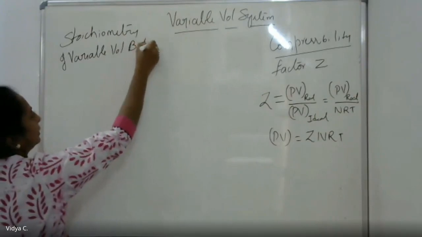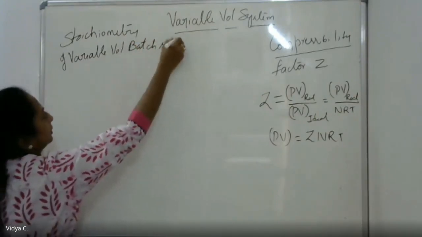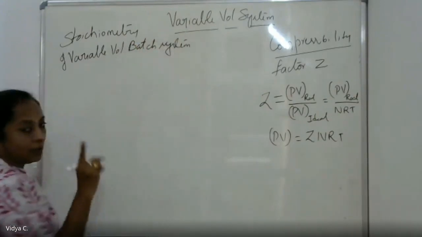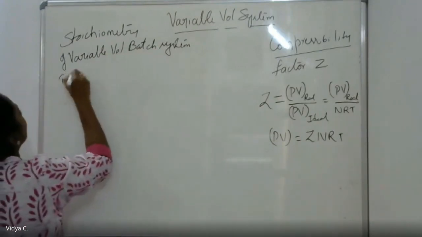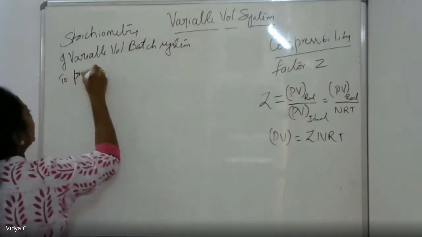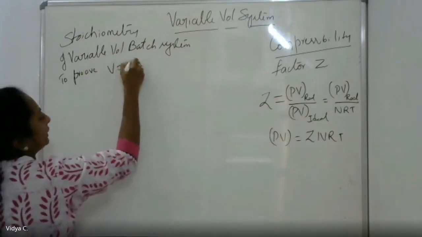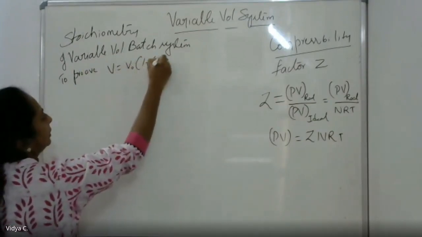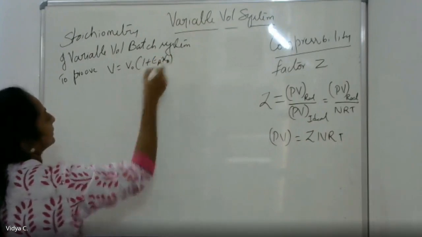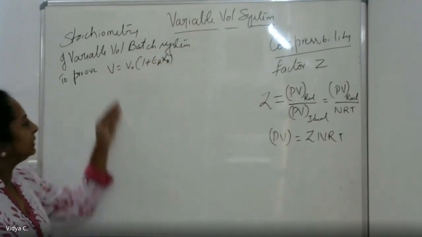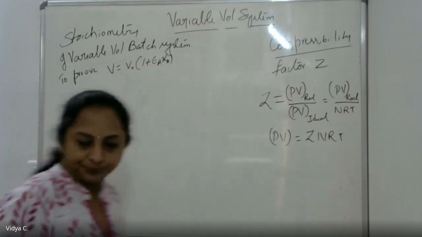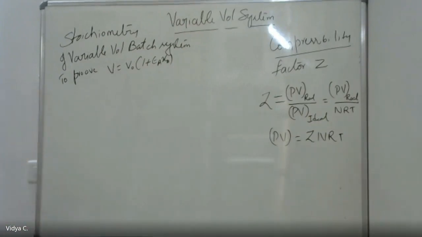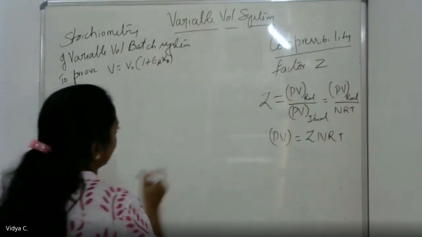Variable volume batch system. Or the other way of framing this question is to prove V is equal to V naught into 1 plus epsilon A X_A. The different ways of framing the questions for the same concept. Okay.